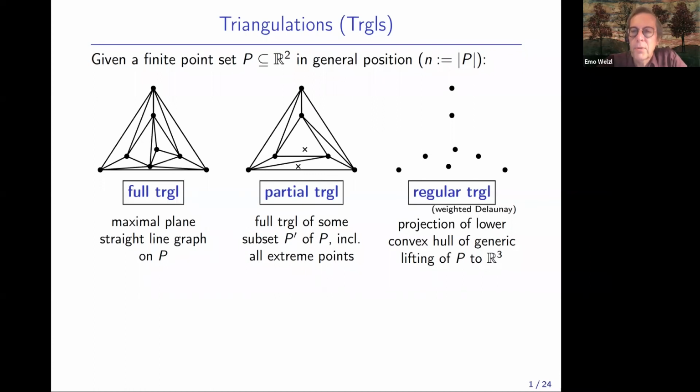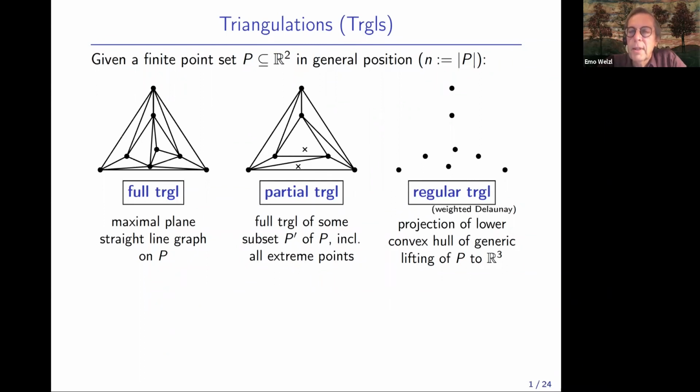And there are regular triangulations, also known as weighted Delaunay triangulations in the computational geometry community. These you get by taking your points, which have 2 coordinates because we are in the plane, and giving them your favorite third coordinate. In this way, you lift the points to 3 dimensions. Then you take the convex hull, and what you see from below is a partial triangulation, actually. Everything you can get in this way, you call a regular triangulation.